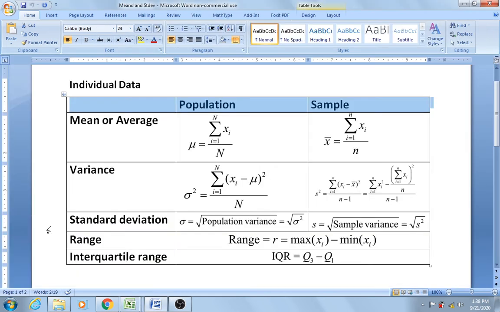But if we follow this formula, what we can do is take the difference between each data and the mean of the population, take the square of it and add everything, and then divide the result by the size of the population. And I'm gonna show you how to do that.